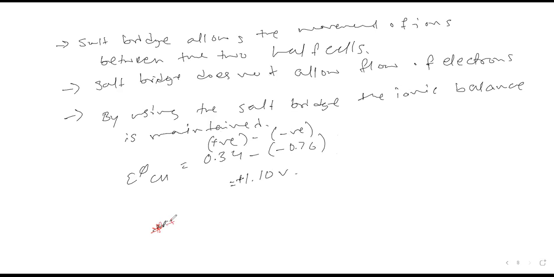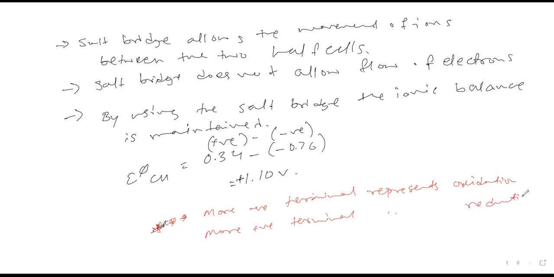There's this note you need to consider. The point to be noted is that the more negative terminal represents oxidation, while the more positive terminal represents reduction. Now, generally the anode is the oxidation. So these are general terms. Just remember that generally the anode shows oxidation and the cathode shows reduction.